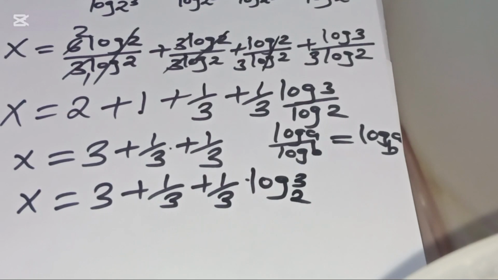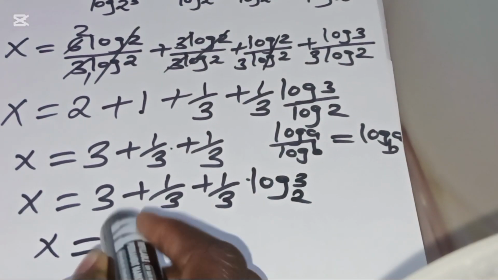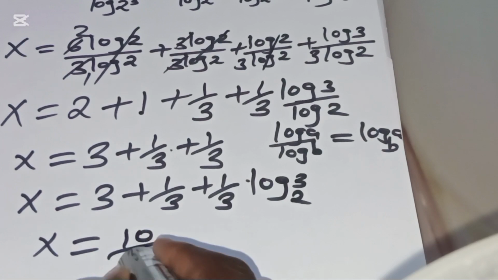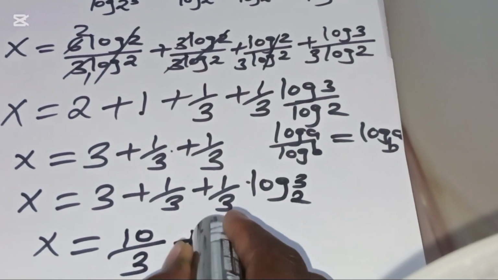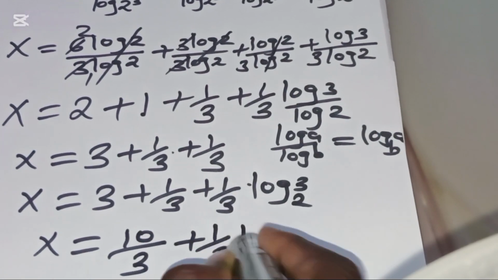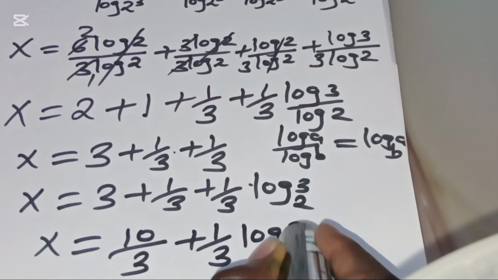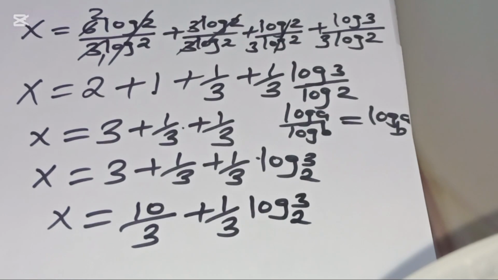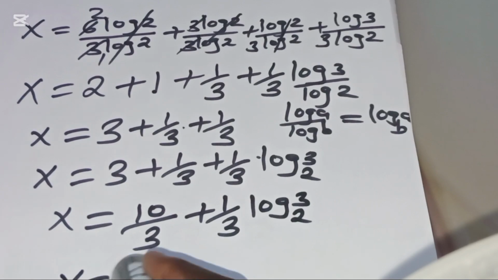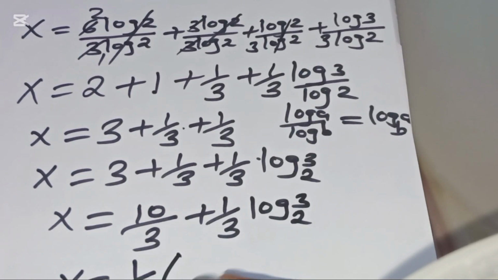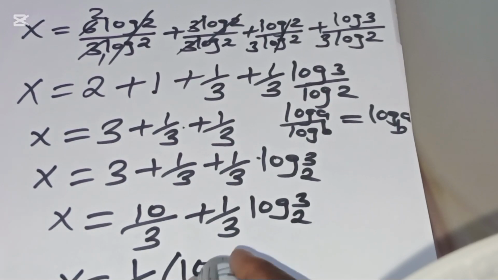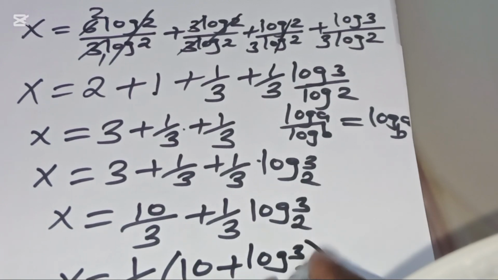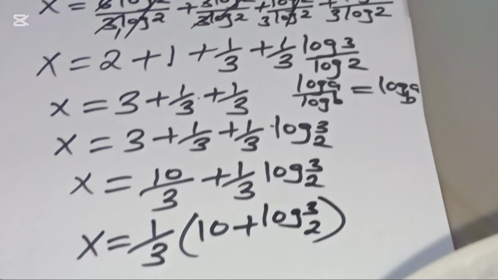So now that means that the value of x here is equal to 3 plus a third. This is the same thing as 10 divided by 3 plus a third log 3 to base 2. And since a third is common, we can express x as equal to a third into the parentheses 10 plus log 3 to base 2. Now this is the value of x.